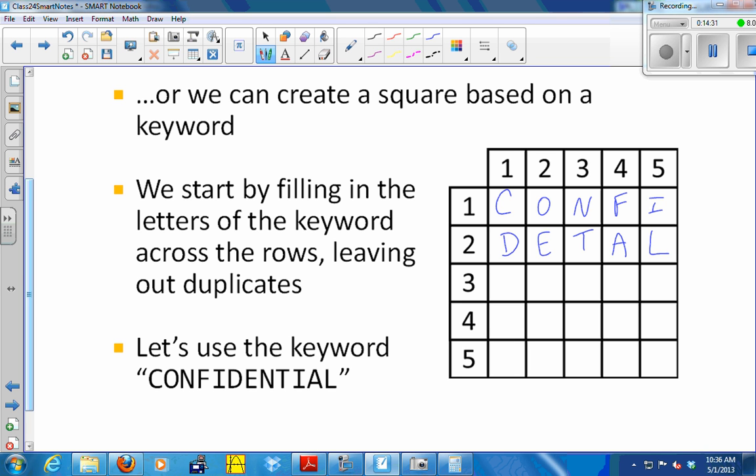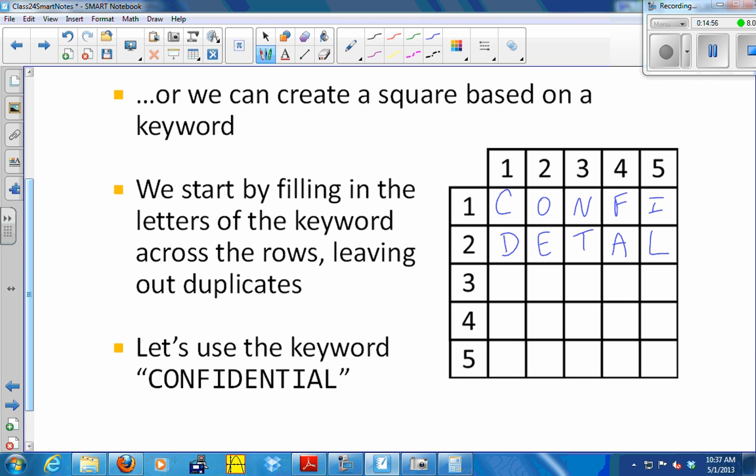You can't repeat a letter. So I'm writing out confidential, but once I got to the second N, I skipped it. Right? I can only put each letter in once. Can't repeat a letter. All right, so now that I've written out my keyword, leaving out any duplicate letters, now I write in the rest of the alphabet in order, any letters that I haven't already used.